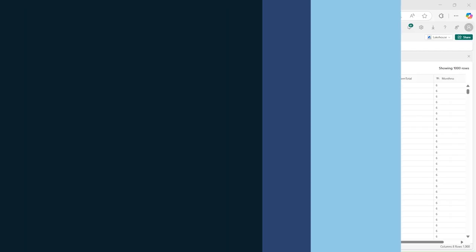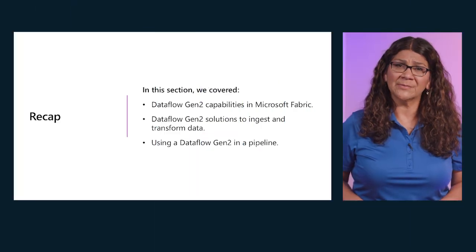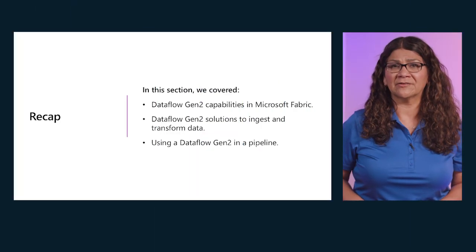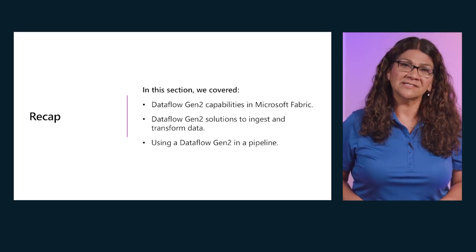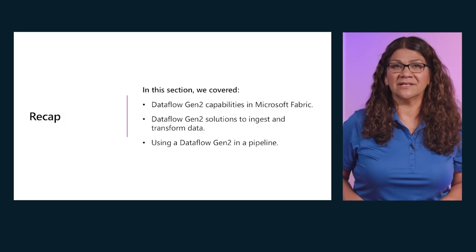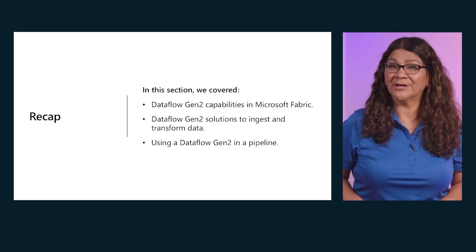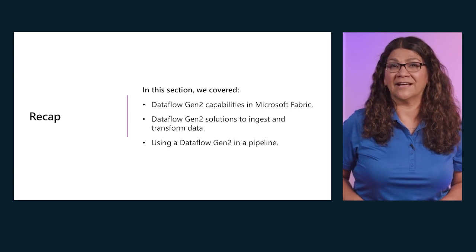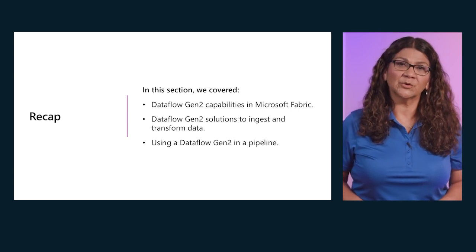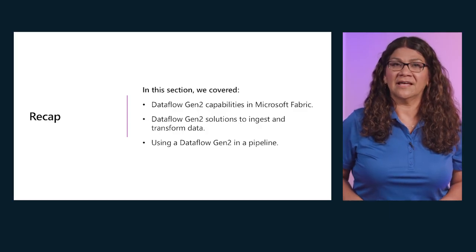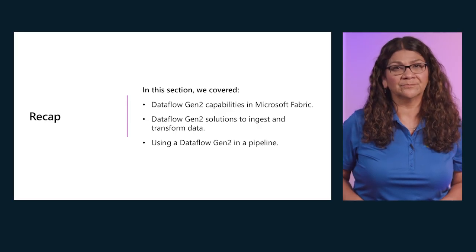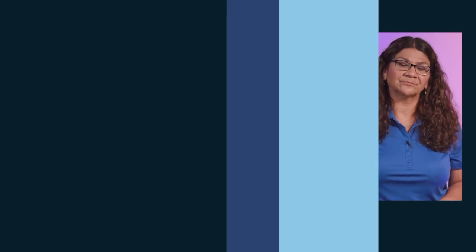In this section, we talked about Dataflow Gen 2's capabilities in Microsoft Fabric, looking at its benefits and its limitations. We also discussed Dataflow Gen 2's solution to ingest and transform data, many of which are low to no code in a graphical environment designed for ETL. We also explored Dataflow Gen 2's multiple panes in its interface. And lastly, we talked about integrating Dataflow Gen 2 into a pipeline. More on that topic coming up.